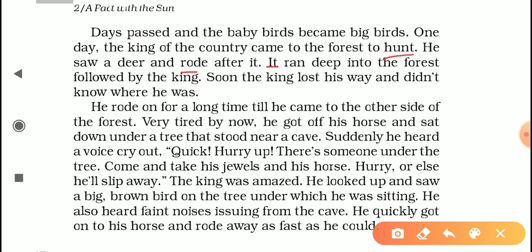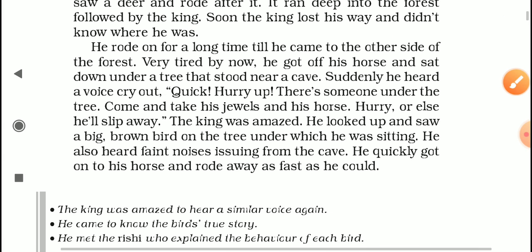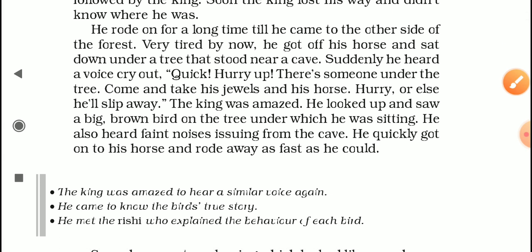So he was also lost in the forest because the ways of the forest are known to the deer but not to the king. So the king lost the deer and also lost his own way. He didn't know how to come out of the forest. He rode on for a long time till he came to the other side of the forest.